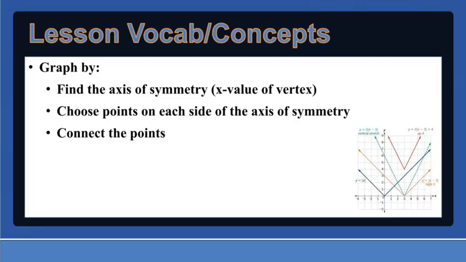So that's option 2, choose points on each side of the axis of symmetry. So once you find the vertex and the axis of symmetry, you're going to choose a point, put that number in for x to find where your y is going to be. So it's going to be somewhere on that axis of symmetry. Then you're going to choose points on each side of the axis of symmetry, because if you don't do it on both sides, then you're going to miss the other half of the graph. And then you're going to connect the points. So absolute value functions are always going to be graphed with a V shape.